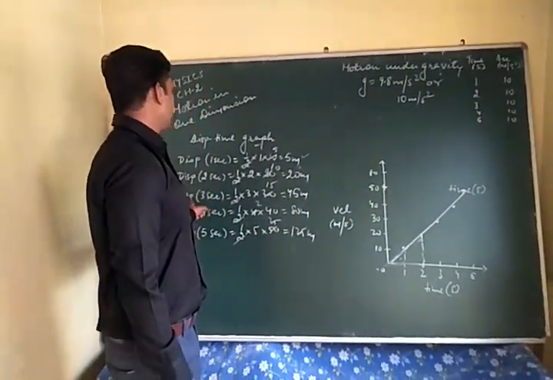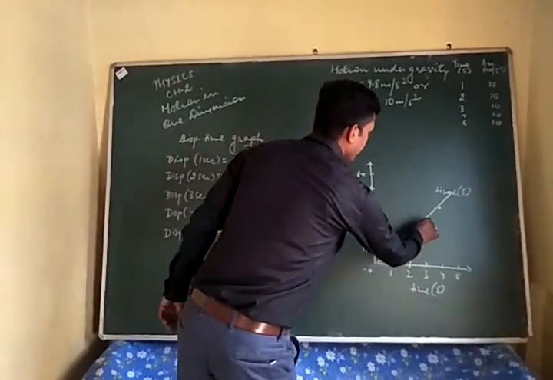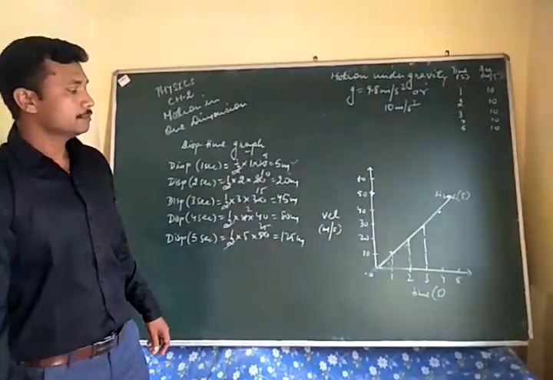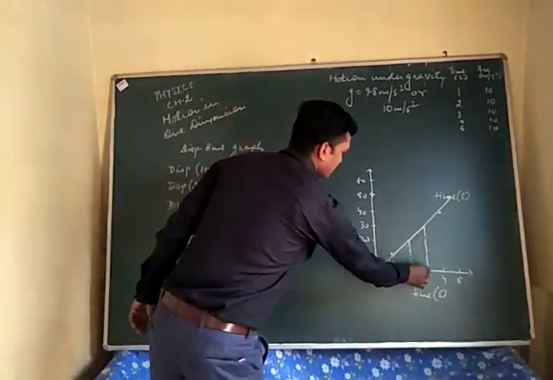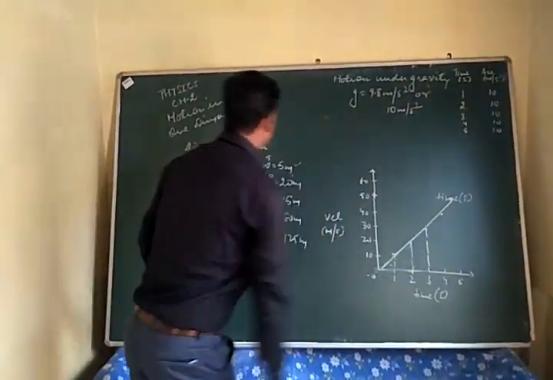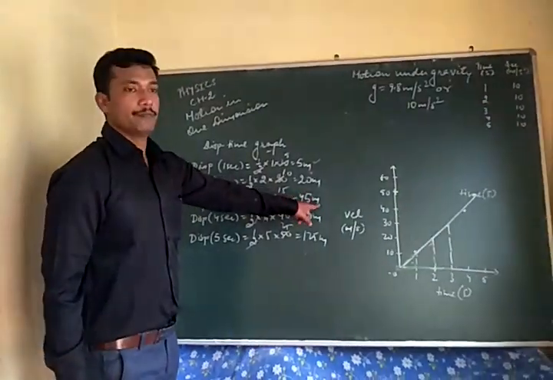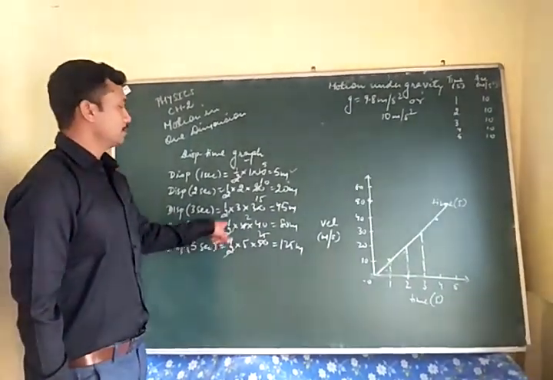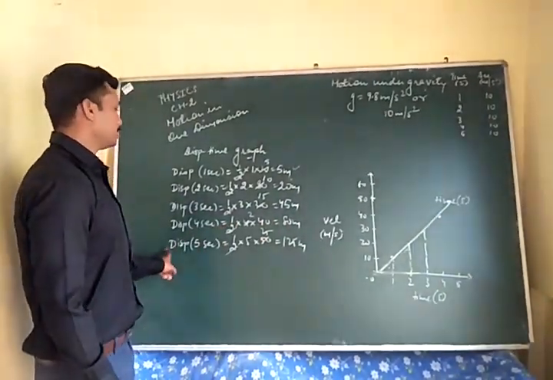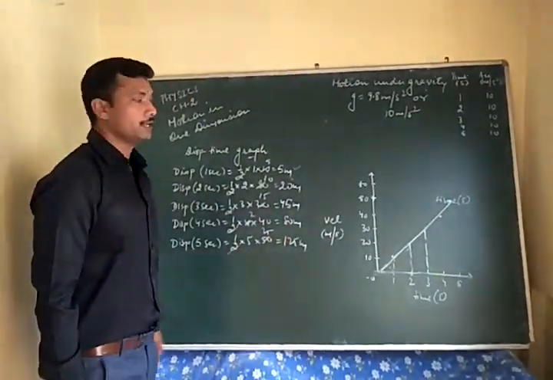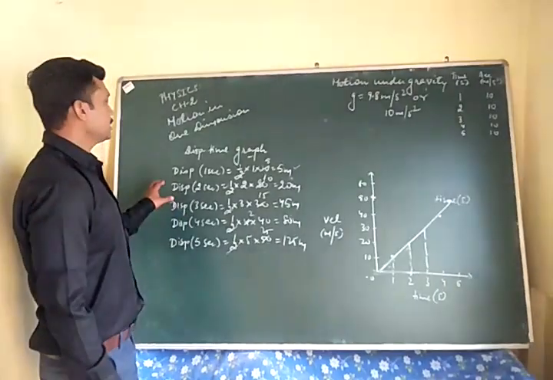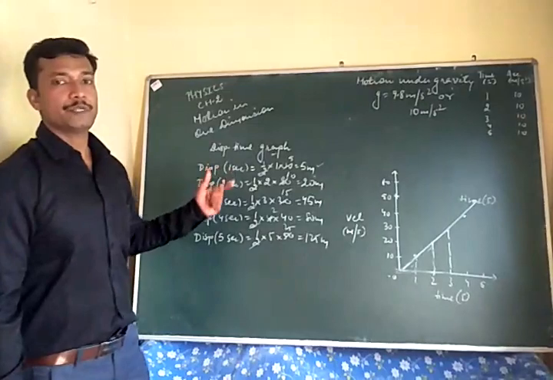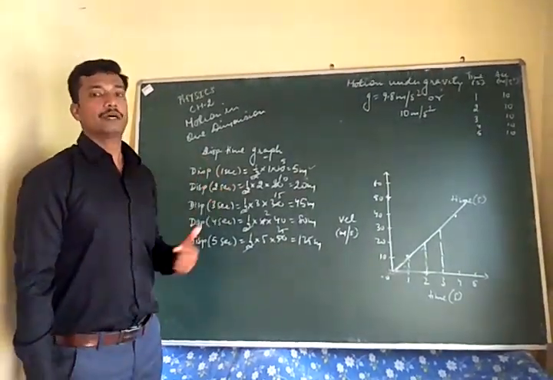Similarly, after 3 seconds the displacement will be found by finding out the area of another triangle. Here the base is 3, height is 30, we are getting 45 meter. Same way the displacement after 4 seconds will be 80 meter. Displacement after 5 seconds will be 125 meter. Now let us see, using this displacement time, how can we plot the displacement time graph and what kind of graph we are getting.